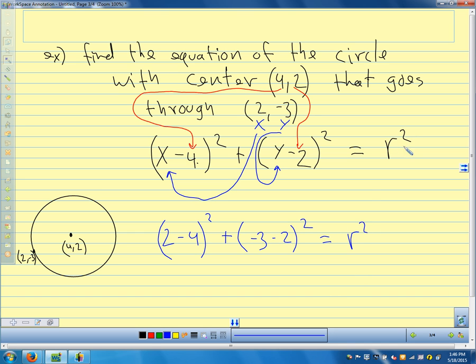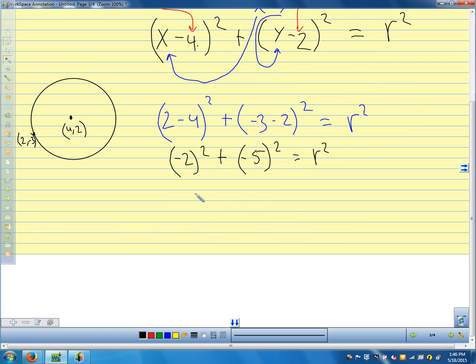And what we're looking for is r squared here. Well, 2 minus 4 is -2, squared. -3 minus 2 is -5, squared, equals r squared. Well, (-2)^2 is 4. Be careful, you get a positive number here when you square a negative. Plus (-5)^2 is 25 equals r squared. So r squared equals 29.